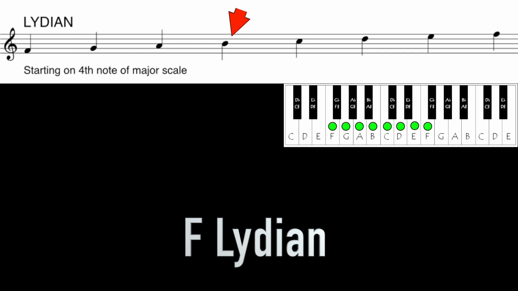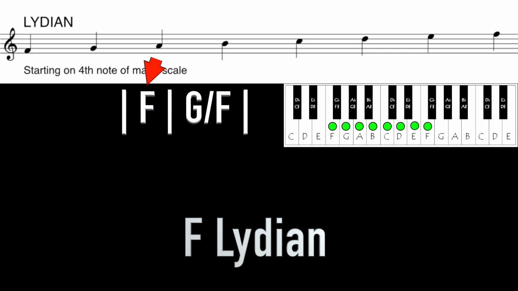If you look at the chord progression on the screen, the first bar is F major and the second bar is G major over F. The reason I chose to play Lydian is because there is a B natural in the G triad, so that's the reason I chose to play Lydian. Now I'm going to show you how to use this scale.